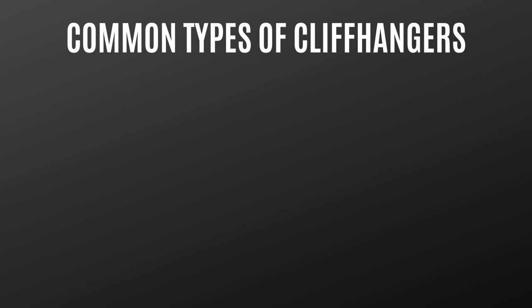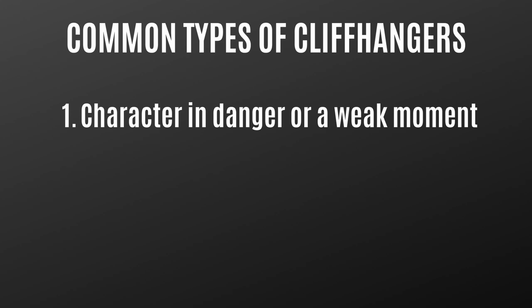The first type is when you have a character who is in danger or in a weak moment. This is probably the most dramatic type of cliffhanger. Oftentimes you'll have a character in a life and death situation, and we're wondering what is going to happen to them next. And we have to keep reading the rest of the story in order to find out.